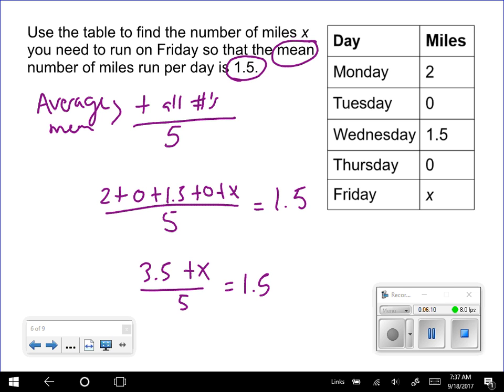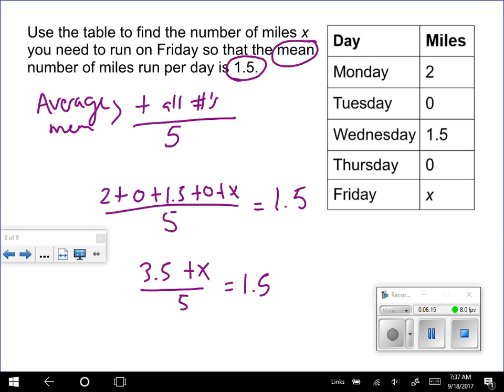Okay, from here I have to remember how to solve this. I have an addition problem on top of my fraction here, so I need to multiply first. So I'm going to do 1.5 times 5. So I have 3.5 plus x equals 7.5. Now to get x alone, I'm going to subtract 3.5 from both sides. So x would equal 4.